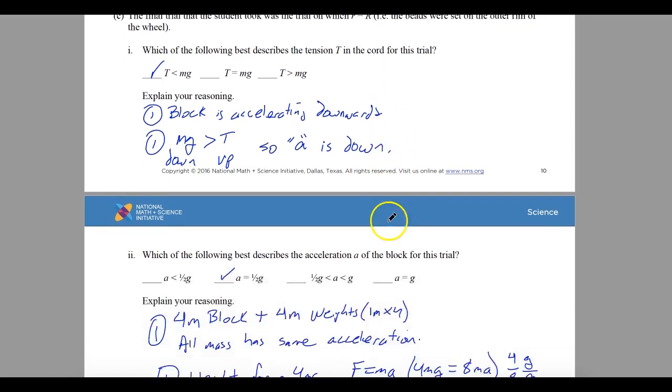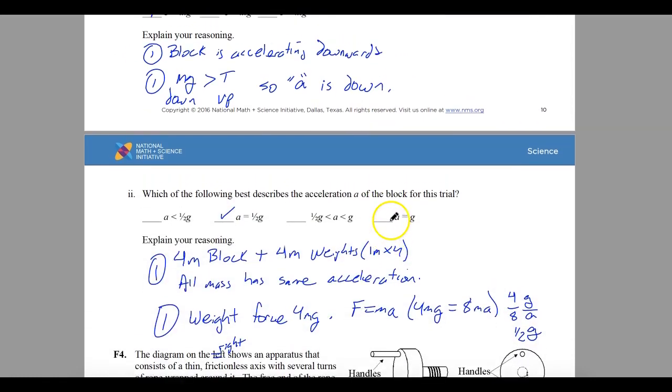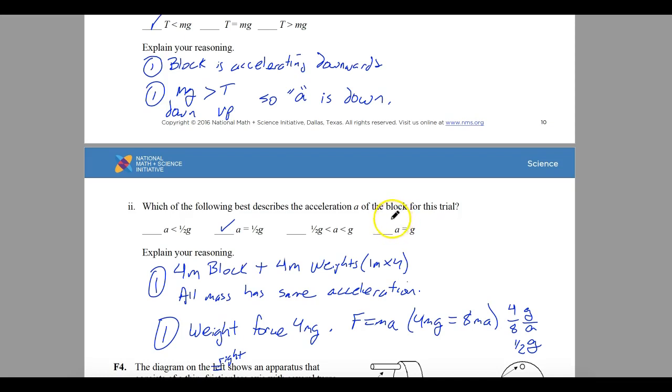down. They next want to know what is the acceleration in terms of gravity, and it will be 1/2 the value of gravity. Here's why. Your 4m block plus all 4 of those masses have the same acceleration. So the weight force has got to be 4mg. We know that force is equal to mass times acceleration, so now we have 4mg, which is the weight, and then we have 8 times mass times that acceleration. So that's where this comes from. So this is equal to 4ma.